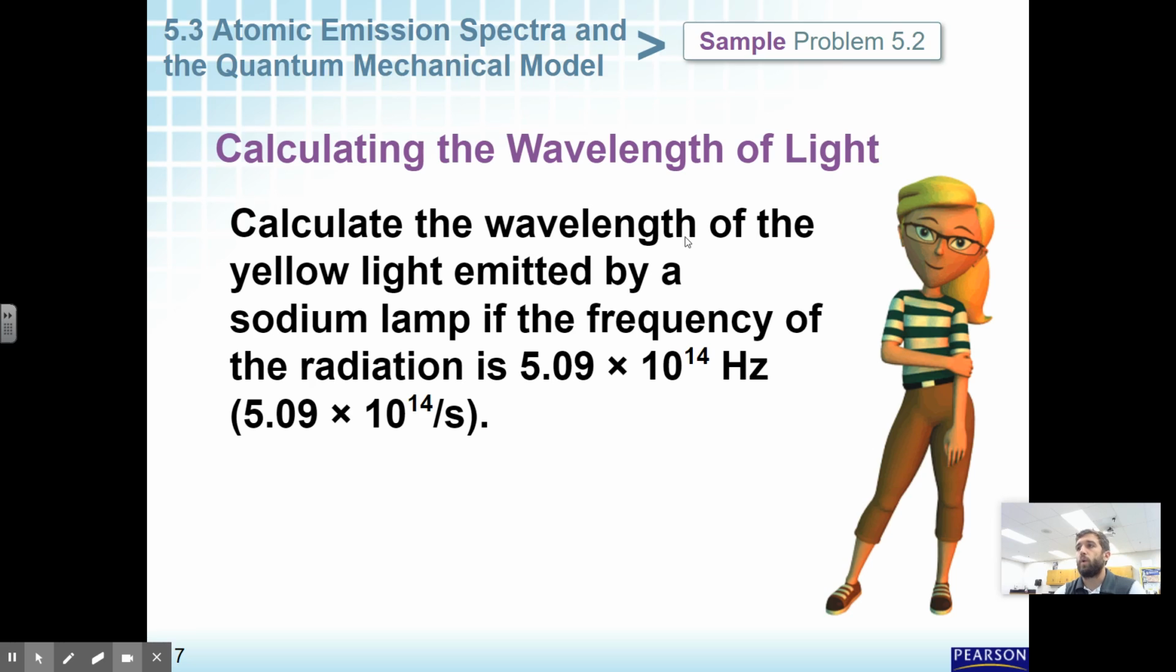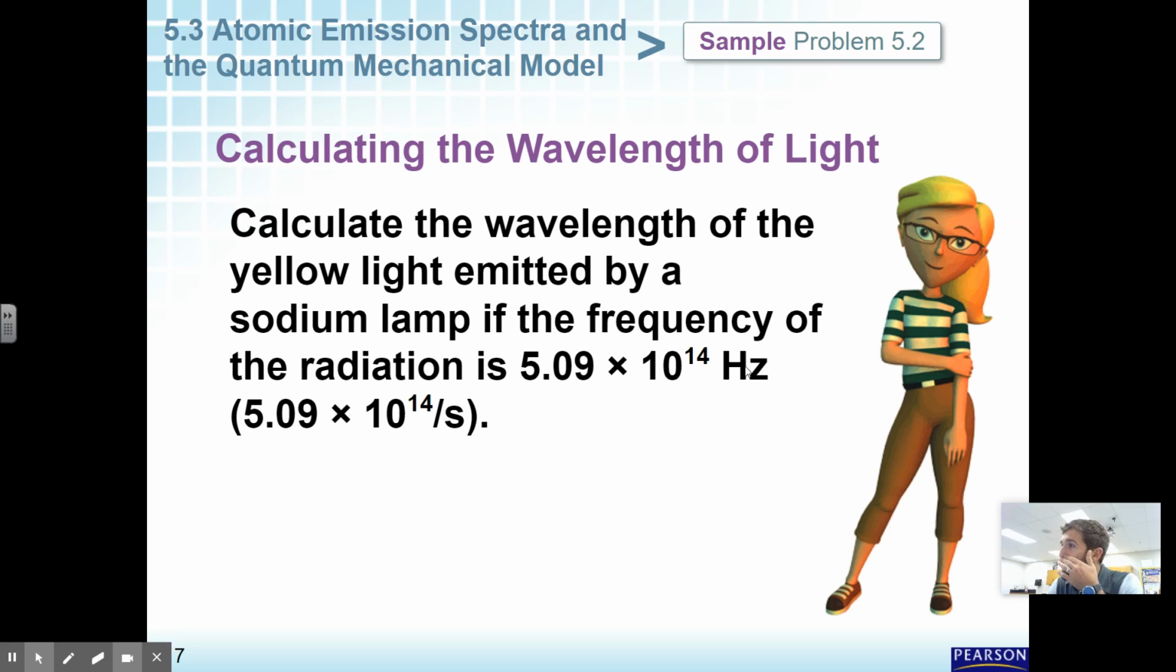We want to calculate the wavelength of a yellow light emitted by a sodium lamp if the frequency of the radiation is 5.09 times 10 to the 14th hertz, which is 5.09 times 10 to the 14th inverse seconds. You can write it either way. I would know that hertz is 1 over s.